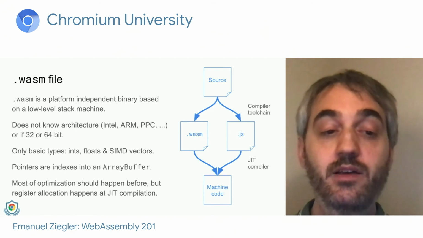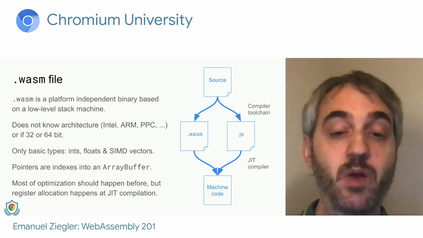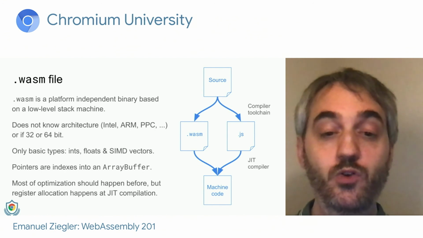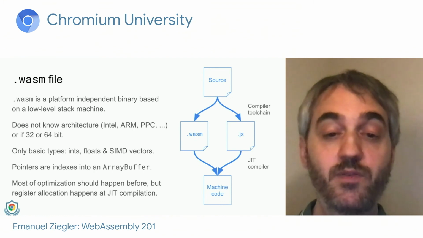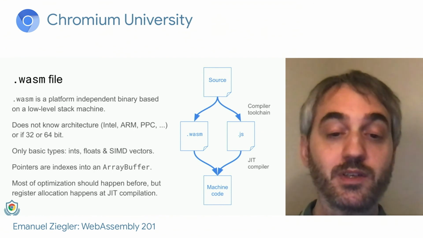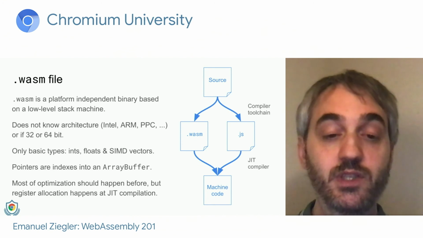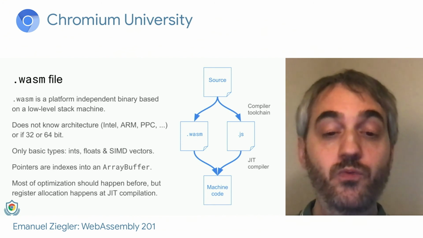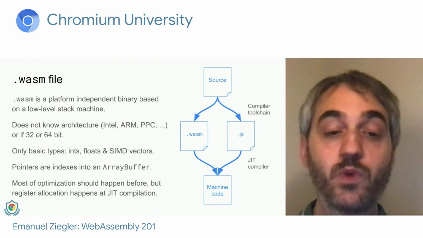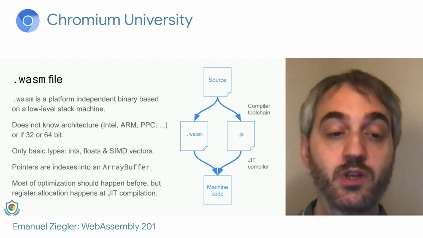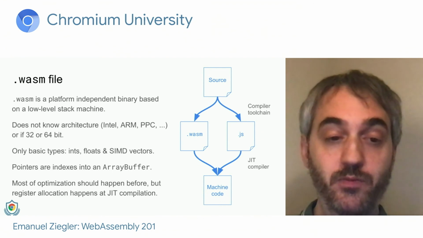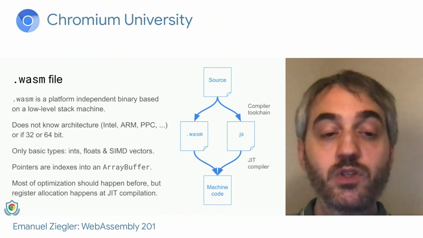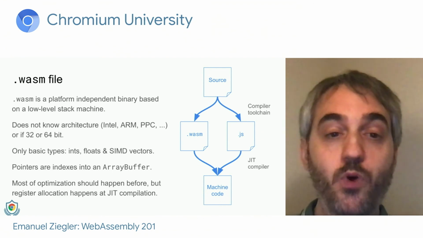Pointers are indices into the array buffer. The array buffer is used as a substitute for the linear memory that you would use in your normal program. And instead of having a pointer there, we just count the bytes from the beginning and use these as pointers. So as currently the memory is limited to 4 gigabytes maximum, we can use an I32 to address pointers in our array buffer.